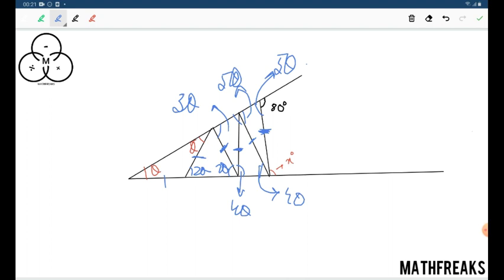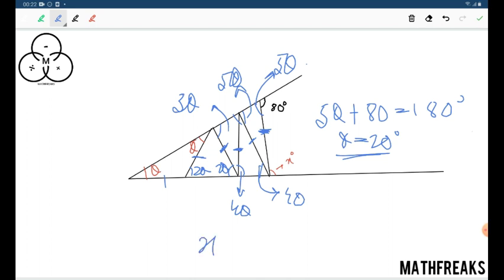Now this is a straight line, which implies that 5 theta plus 80 equals 180 degrees, or theta equals 20 degrees. Now as theta equals 20 degrees, x is what? Simply theta plus 5 theta equals 6 theta by the extended angle property. That is 120 degrees, which is our answer.